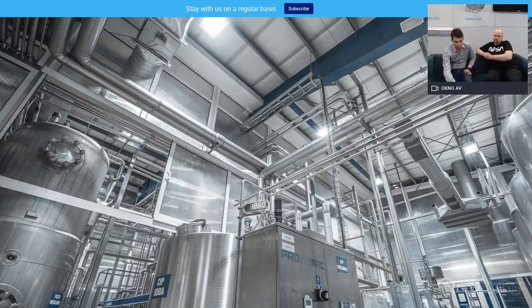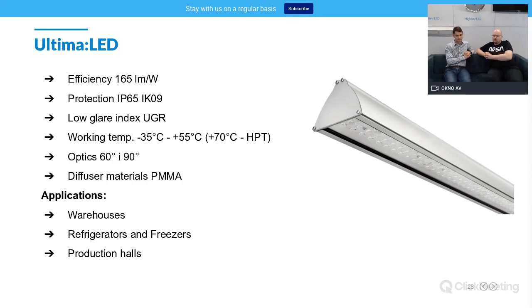And going back to the question about the dome for the high bay one, if you can show the product that we use, in this case, the Ultima LED. Actually, depending on your application, you can use either high bay or Ultima. So these products are compatible with each other. They both can give you high temperature range if you need it, because again, with Ultima and high bay, you can get from -35 to +70 in the HPT and +55 in Pro versions. You can get the same IP65, high IK. You can get the same choice of optics, so 60 and 90 degrees beam angle.